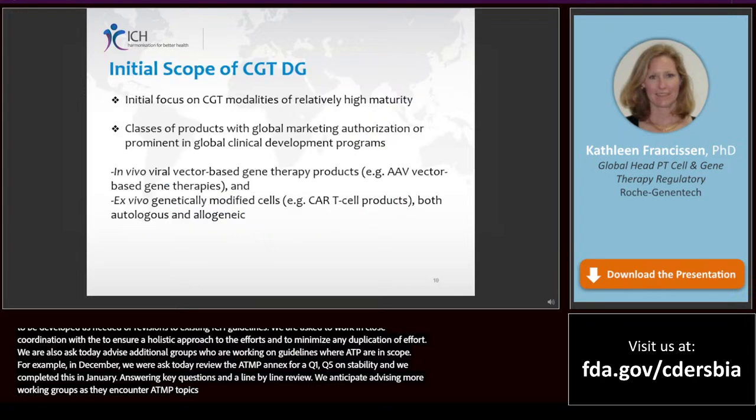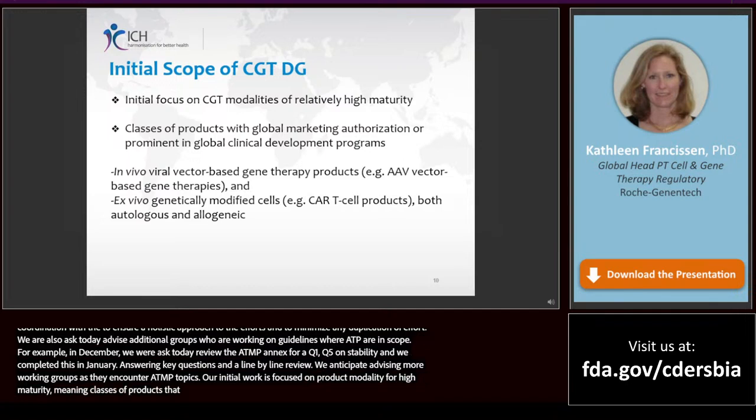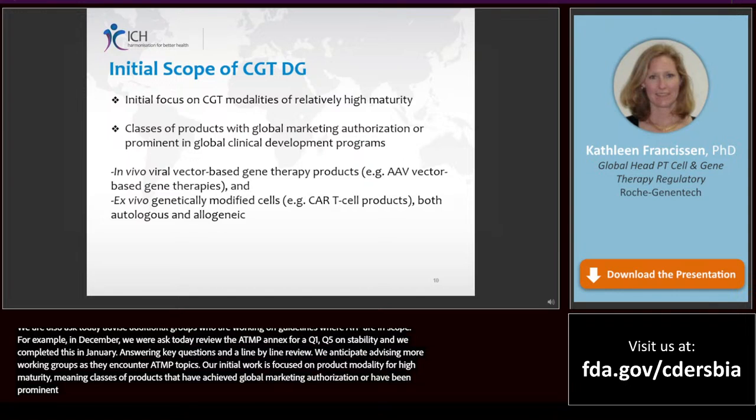Our initial work for the Cell and Gene Therapy Discussion Group is focused on product modalities of rather high maturity, meaning classes of products that have achieved global marketing authorization or have been prominent in global clinical development programs. These essentially include in vivo viral vector-based gene therapy products and ex vivo genetically modified cells, including both autologous and allogeneic products.